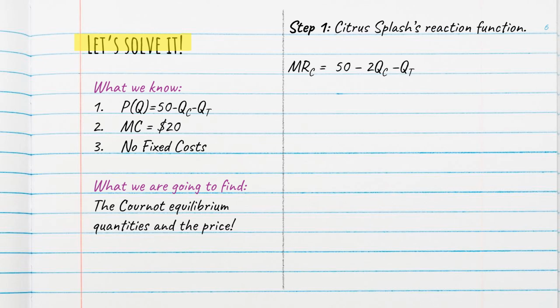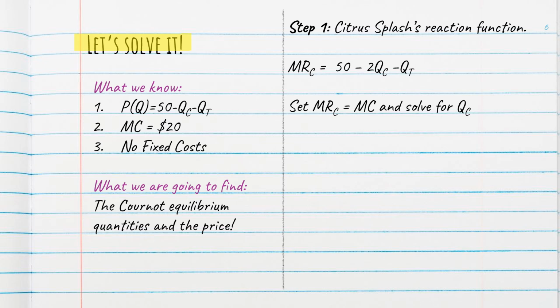Now that we have that marginal revenue curve, we can set marginal revenue equal to marginal cost and solve for QC. I want you to notice that this QC that we're solving for is not going to be a number, it's going to be a function, and that function is referred to as a reaction function because it is going to tell us how Citrus Splash should respond to any output choice of their competitor.